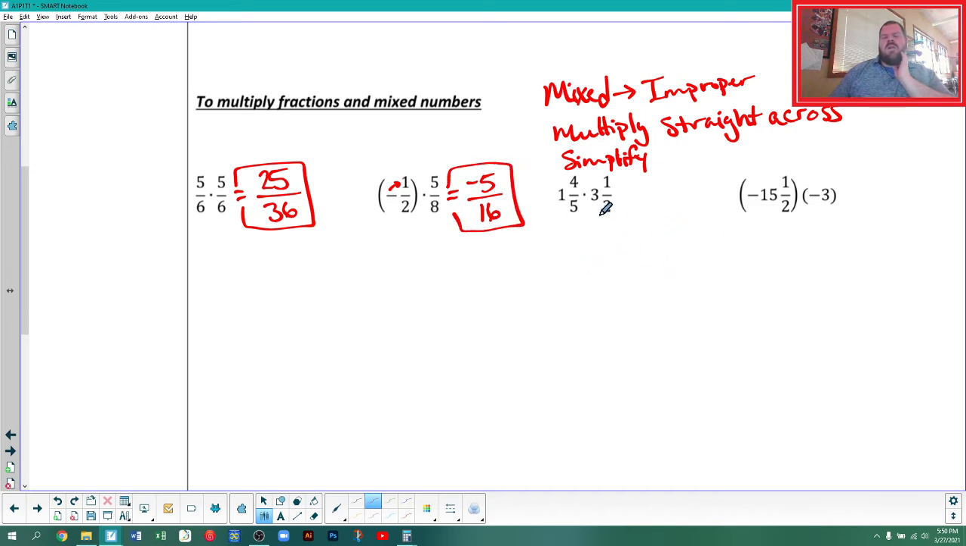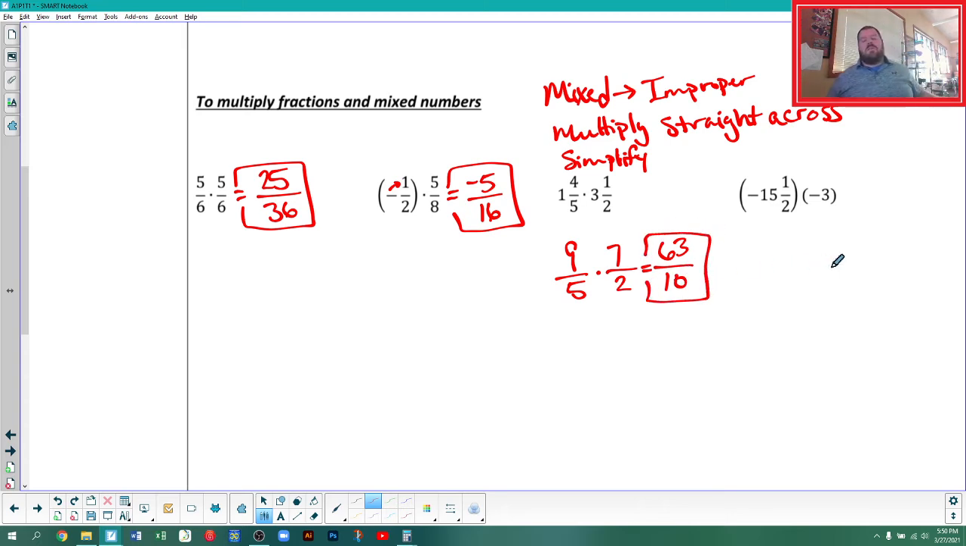Okay. Next one, I have some mixed numbers, so I'll turn those into improper fractions first. Same way, denominator times whole number plus numerator. 5 times 1 is 5 plus 4 is 9. 9/5 times 2 times 3 is 6 plus 1 is 7 halves. 9 times 7 is 63, and 5 times 2 is 10. Leave it as is. It can't be simplified.